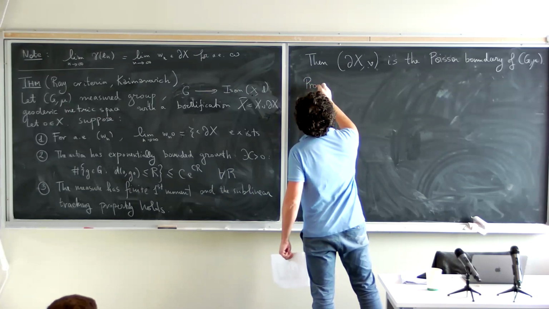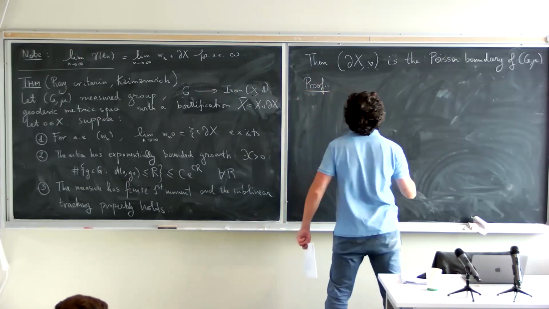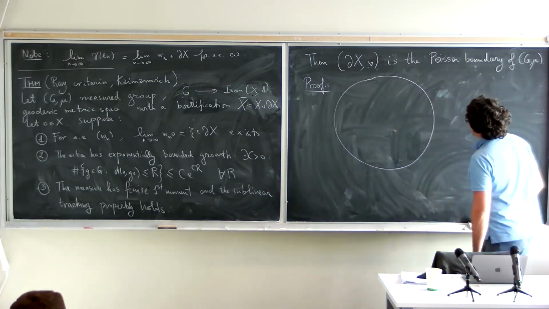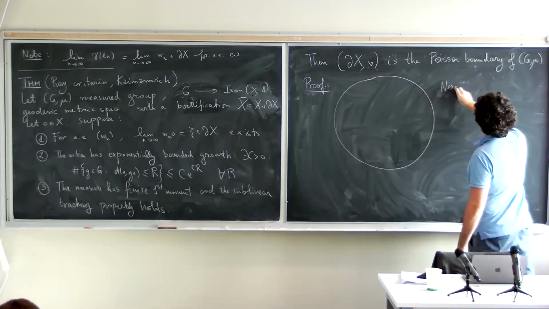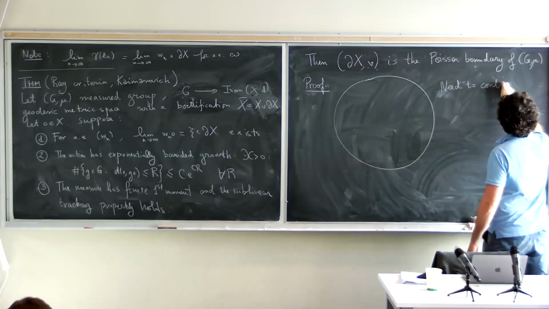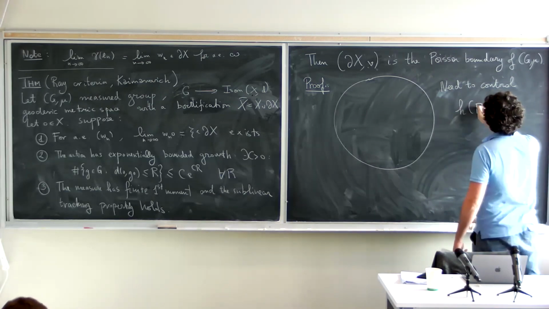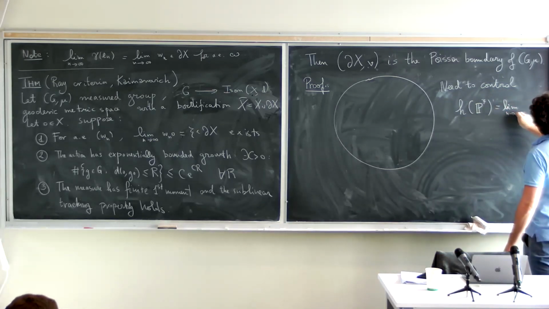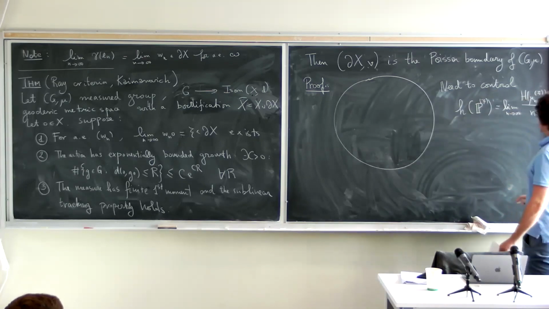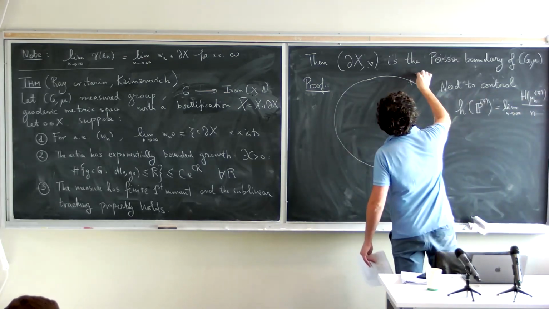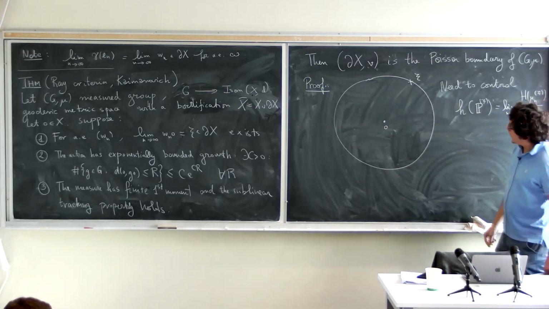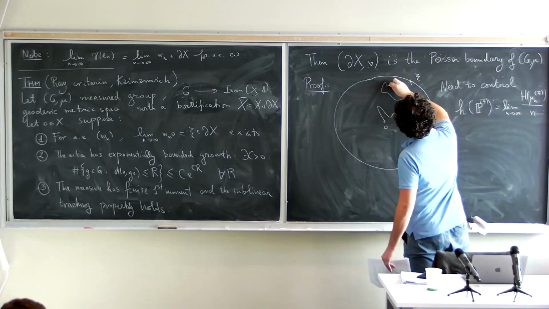So what's the idea of the proof? It's pretty easy, actually. We need to control the entropy of mu psi, which is the limit as n goes to infinity of the entropy of mu_n psi divided by n. We are given psi, which is the boundary point, and we are looking at all the paths that converge to psi.